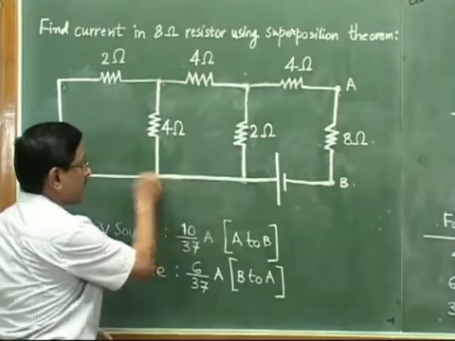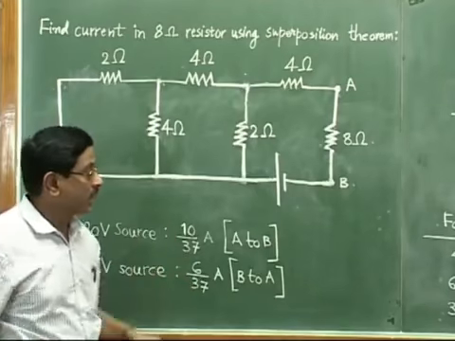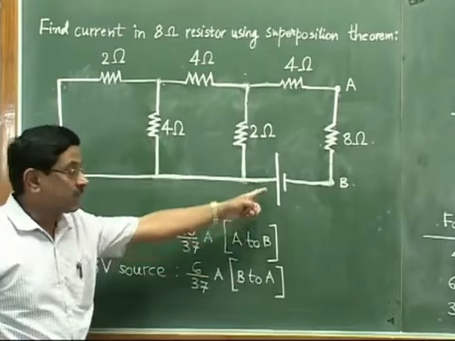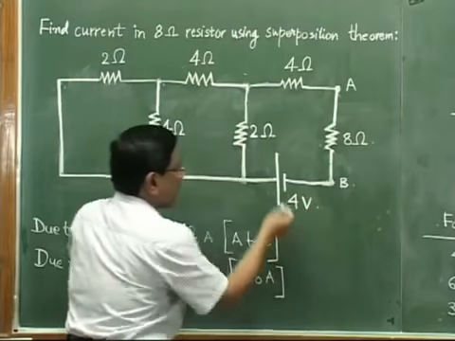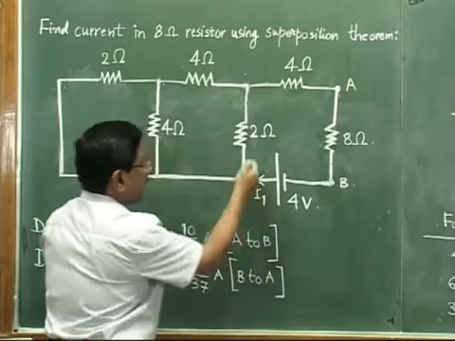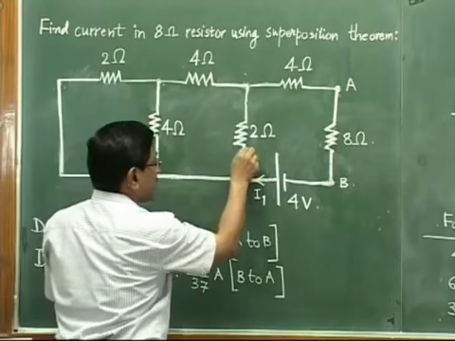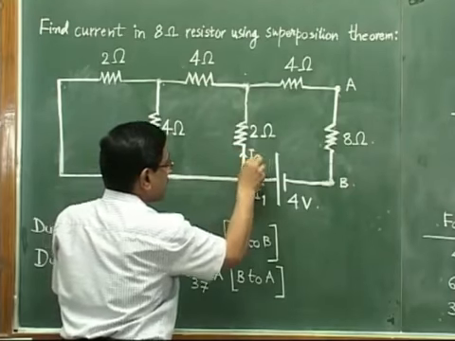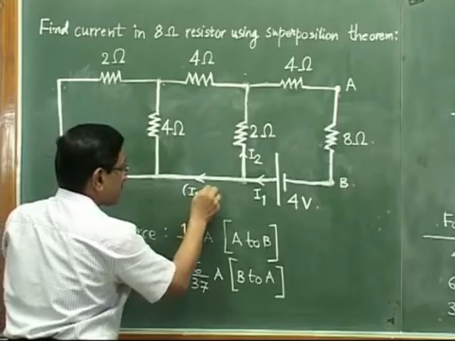Again now, as we have decided earlier, as a general rule, not as a compulsory rule, we can start from the positive terminal of the battery. This is 4 volt. So let us start from the positive terminal. Let this be I1, and let this current be I2. Suppose this is I2. So the current here would be I1 minus I2.